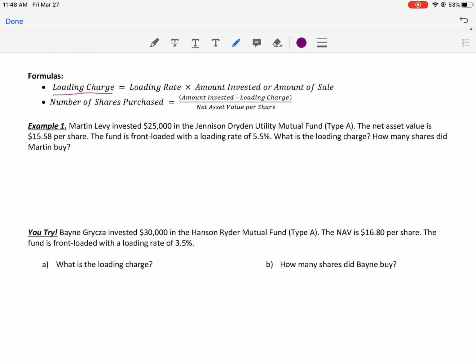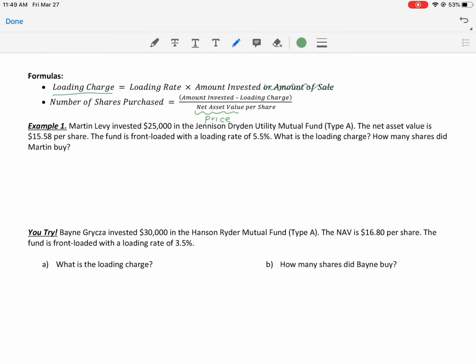There are two formulas here. The first one is the loading charge. You can think about that as the money that you pay someone to make these decisions and manage the account. So that's going to be your loading rate times the amount invested or the amount of the sale. In this case, it will just be the amount invested. We're not going to do the sale, so you can cross that part out. And then the number of shares purchased is going to be the amount invested minus your loading charge. So you take off what you pay someone else, and then you divide it by the net asset value per share.